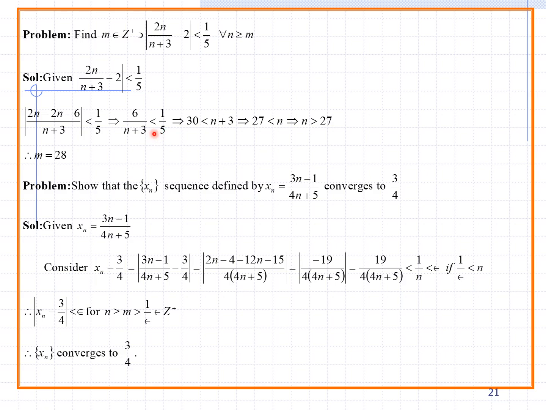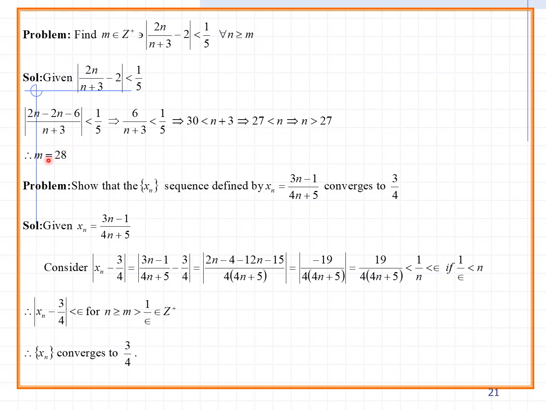You can simplify this. You get 30 less than n plus 3. So 6 into 5 is 30, and 1 into n plus 3 is n plus 3. After that, you can shift the values. 27 less than n, so n greater than 27. So n greater than 27 means what? After 27, that value exists. The value after 27 is 28. So in this sequence, m equals 28.